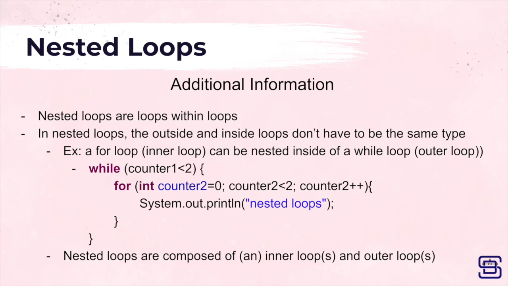In nested loops, the outside and inside loop do not have to be the same type. In the previous example, the outside and inside loop were both for loops, but it will also work if the inner loop is a for loop and the outer loop is a while loop. And this is an example of a for loop nested inside a while loop. Nested loops are composed of inner loops and outer loops.